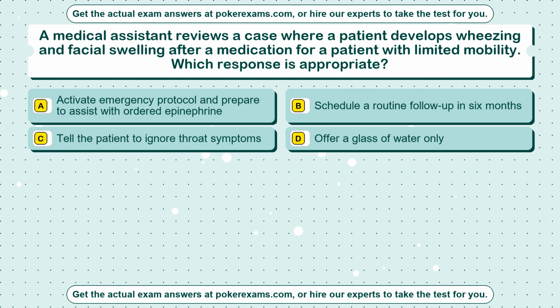Question 85. A medical assistant reviews a case where a patient develops wheezing and facial swelling after a medication for a patient with limited mobility. Which response is appropriate? Option A, activate emergency protocol and prepare to assist with ordered epinephrine. Option B, schedule a routine follow-up in 6 months. Option C, tell the patient to ignore throat symptoms. Option D, offer a glass of water only.